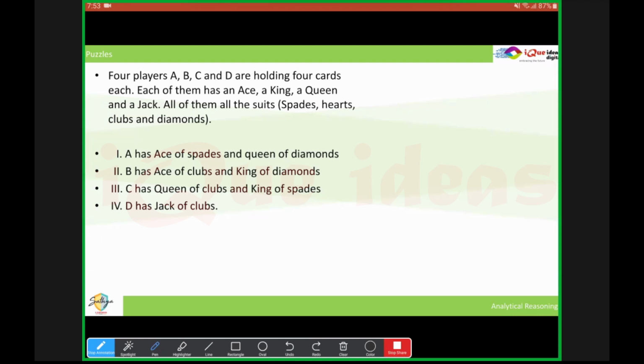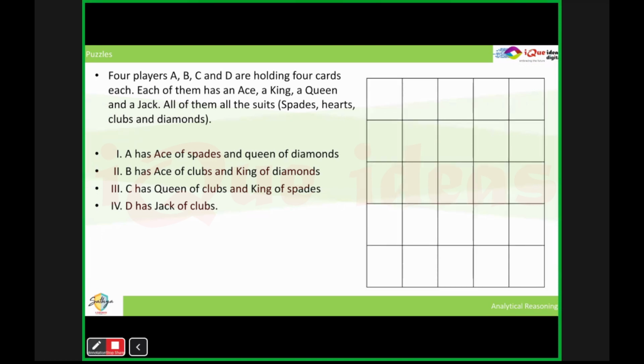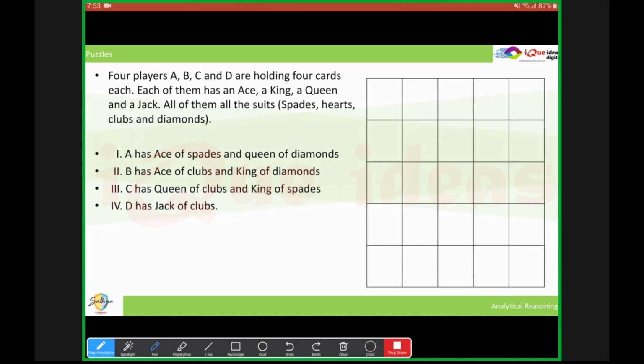Great. This is definitely an easy one, right? Let's see. You can create a simple table. I'll show you one way of doing it. You could have done another way. So there are four cards, ace, king, queen, and jack. And there are four suits: spades, hearts, clubs, and diamonds. So now, let's put in the things in the middle.